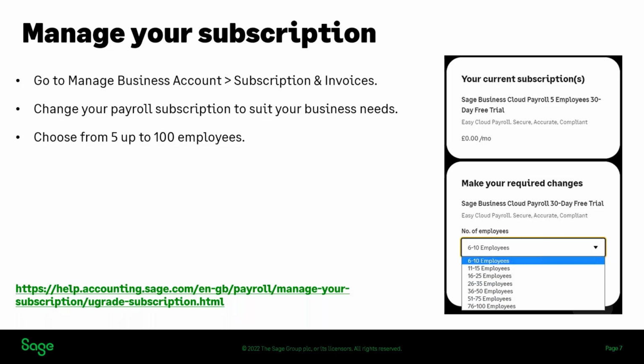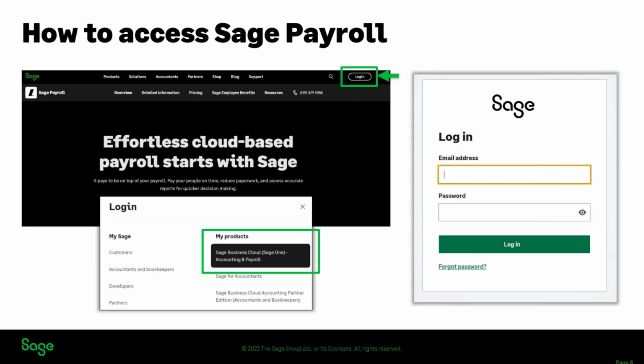So before we go into a quick tour of Sage Payroll, I'll just explain how you access it. So like I mentioned, it's all done from your web browser. So head along to www.sage.com and you'll find the login option just towards the top right-hand side of the screen. And then under My Products, you'll need to choose Sage Business Cloud, Accounting and Payroll. And then you'll be prompted at that point to sign in with your email address and password.